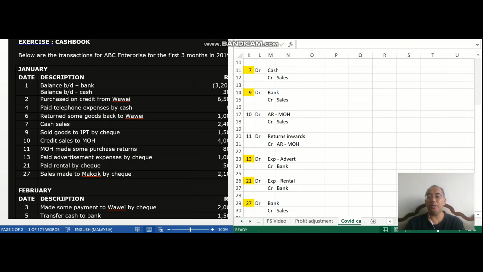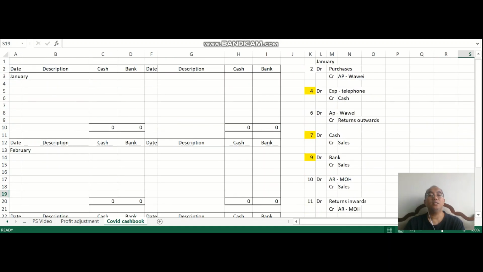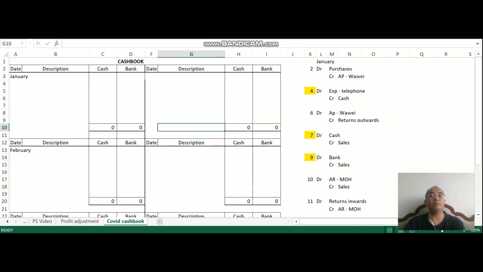Okay, I have actually prepared the cash book. See, the cash book, I've already prepared in advance. This is the cash book for January. Oh, I forgot to put cash book. Okay, let me bold this, so you can see this.